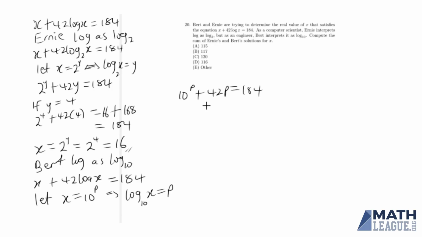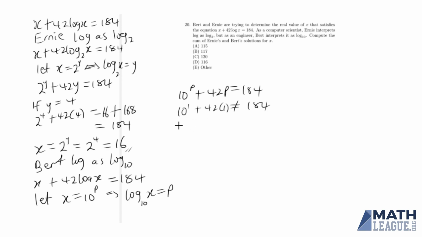So here you also need to ask yourself, what values of p are going to make this equation hold, right? What values of p can we choose for this expression to hold? Now, if p is equal to 1, of course, 10 to the power 1 plus 42 times 1 is not equal to 184, because that will be 52.